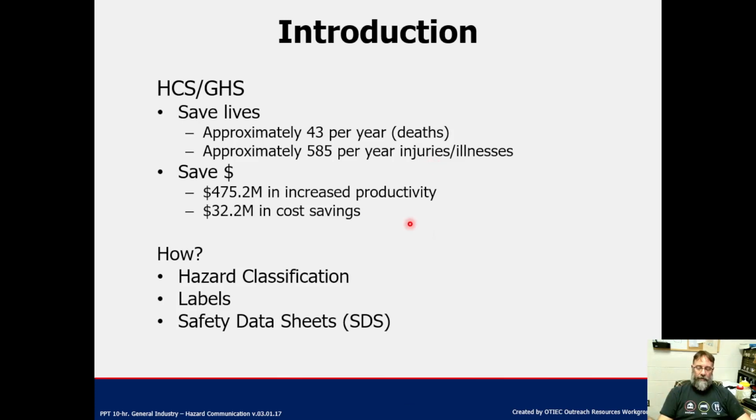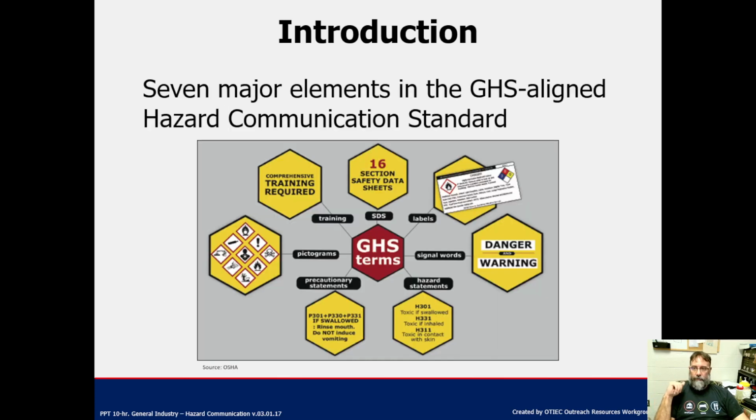How is it done? With the hazard classifications, the labels, and the SDSs, which we're gonna learn about in the following slides. So these are the 7 major elements of a GHS HCS. I got to look on the other thing to read them all. Training, the SDS, the labels, signal words, hazard statements, toxic if swallowed, toxic if inhaled, precautionary statements, rinse mouth, do not induce vomiting, and the pictograms.